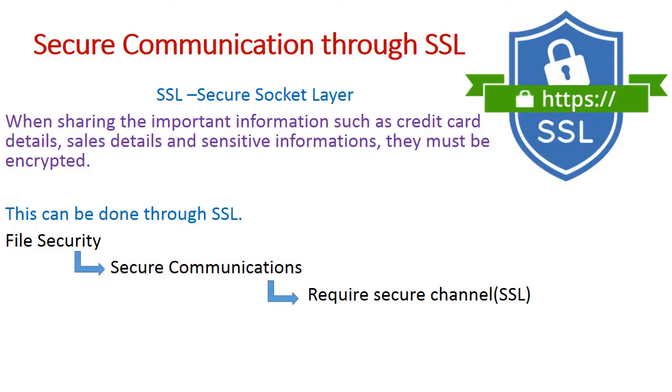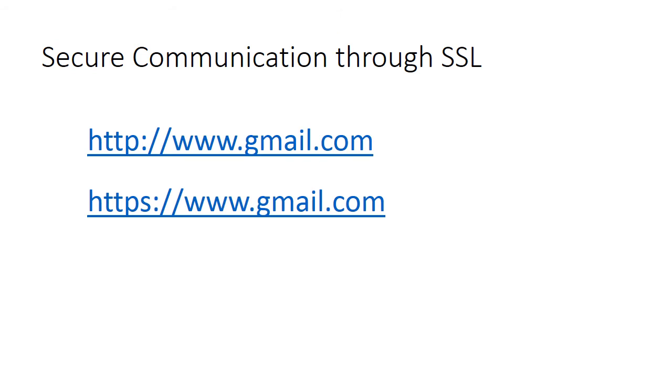Secure communication through SSL. SSL stands for Secure Socket Layer. SSL is used to transfer the information in an encrypted form. This can be done through the File Security tab. Under the File Security tab, we want to choose the option Secure Communications. In that, we want to select the checkbox Require Secure Channel. When Require Secure Channel is set through SSL, we can visit the page with HTTPS so that the information is transferred in encrypted form.